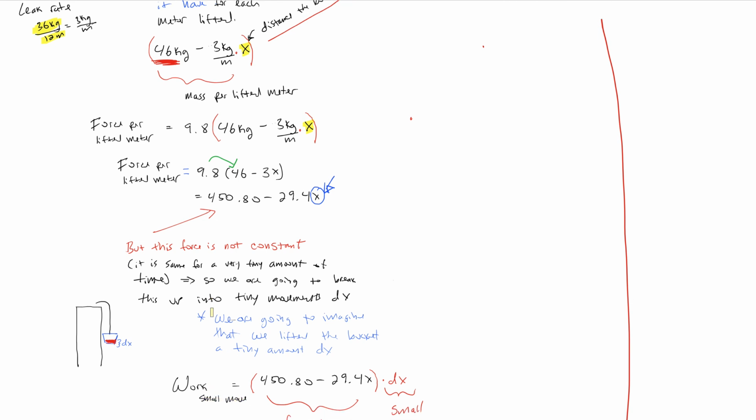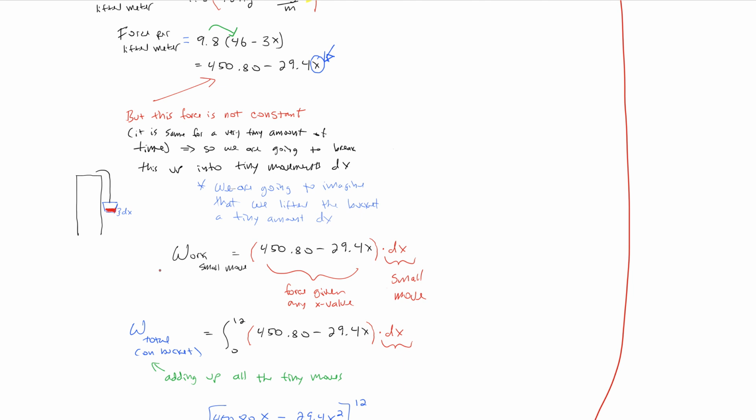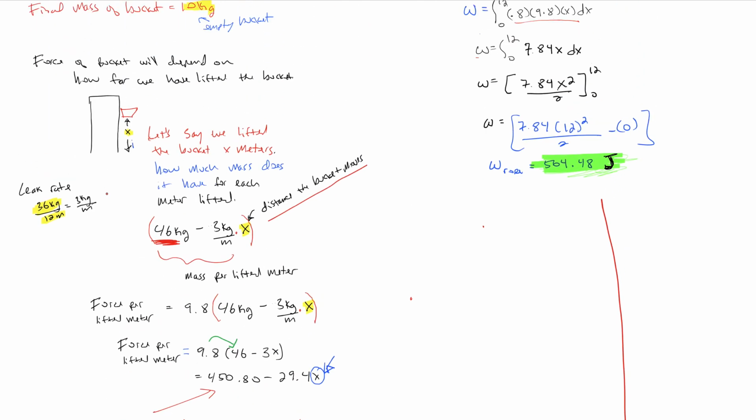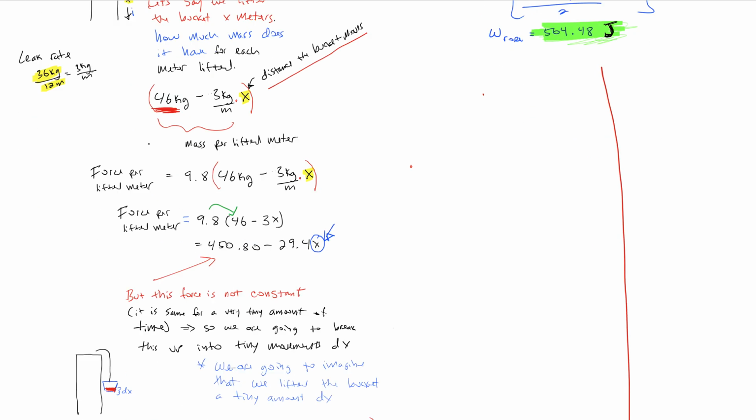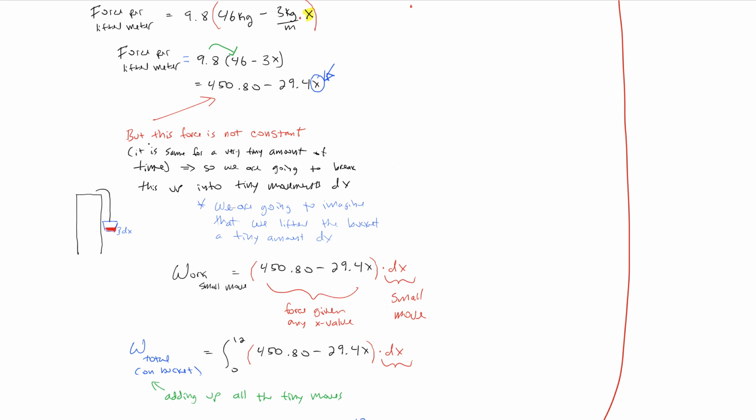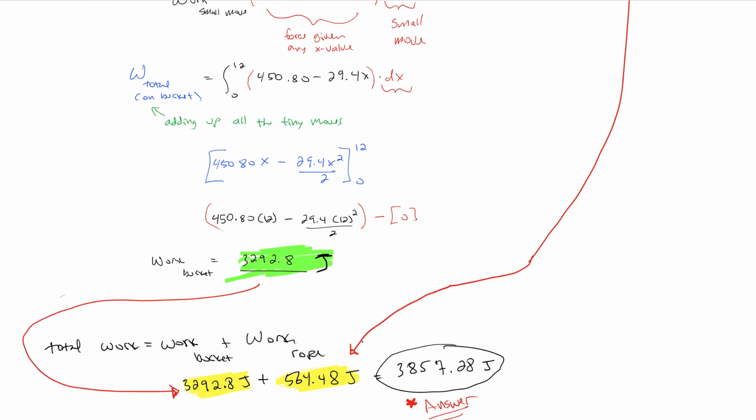Then the next thing you do is add them all up. I'm going to add up all my little small moves from 0 to 12. That's how high we're lifting the bucket. So you take the integral, using your force for any value of x times your tiny movement, adding up all those tiny movements in this integral, and you work that out. Luckily this is 0 down here, so the second half of the integral is good. And this is the work from the bucket component.